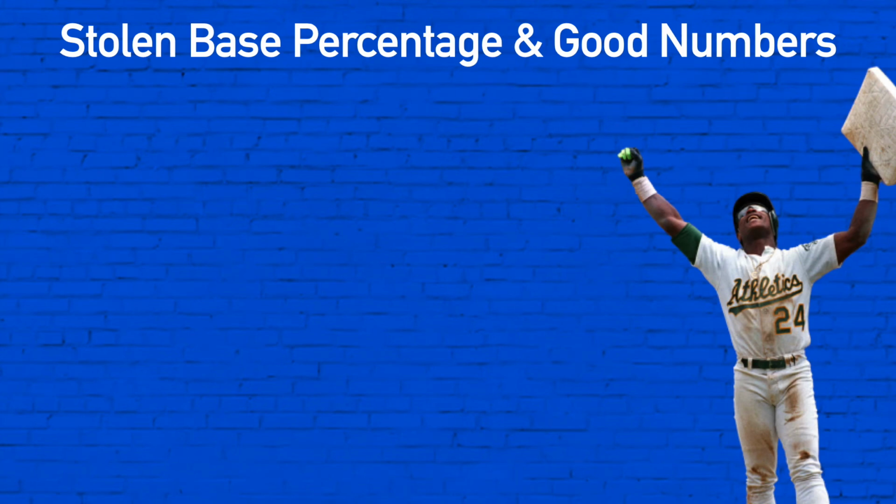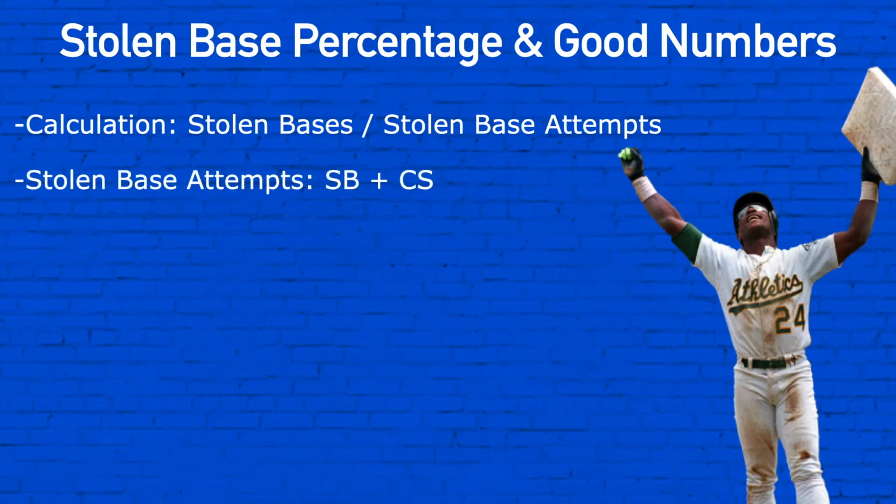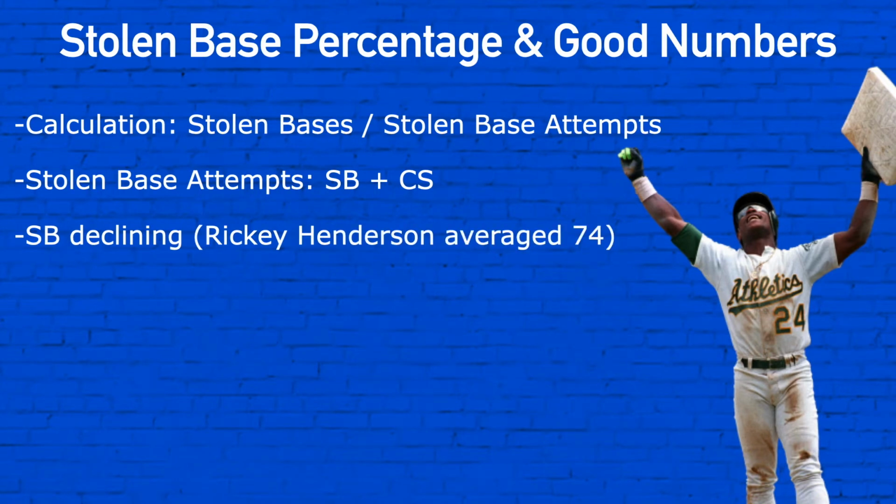Also easy is stolen base percentage, which is simply calculated by taking stolen bases and dividing it by stolen base attempts. Mathematically, stolen base attempts are calculated by adding stolen bases and caught stealing, though that's not a very hard concept to understand. So let's just jump into good numbers for both stolen bases by itself and stolen base percentage. We do start off with stolen bases by itself, which has been a stat that's decreased in popularity as of recently. Gone are the days of Rickey Henderson, who stole 74 bases on average and 130 bases at his peak.